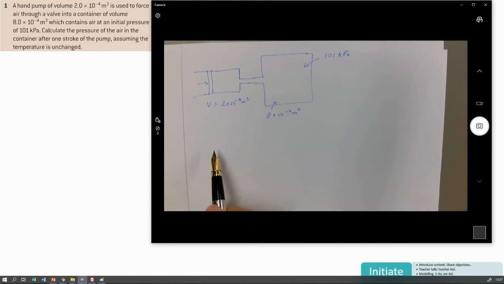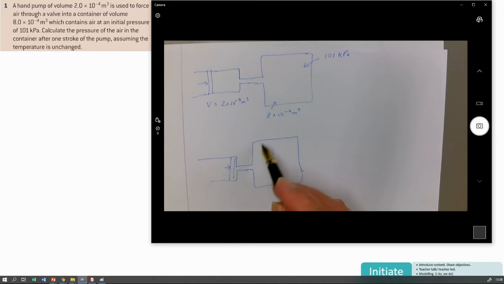Now when we pump, this is what's happening. Okay, now we have squashed the air by pushing that plunger, and so all that volume that we initially had has been squashed into here. So this volume is still 8 times 10 to the minus 4 meters cubed. This has got no volume now. So this is an application of, it must be Boyle's law, because we're looking at pressure and volume. And we know that, let's put it here, we know that pressure times volume is a constant.